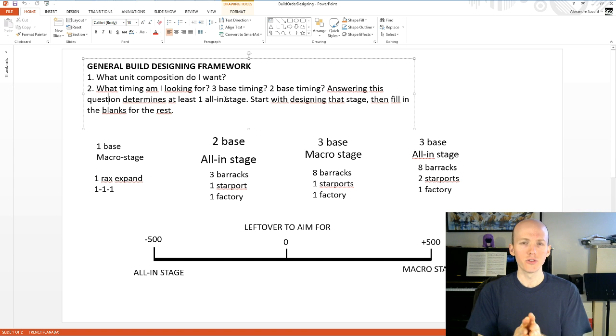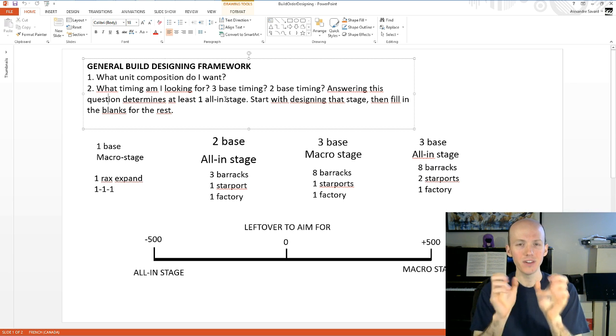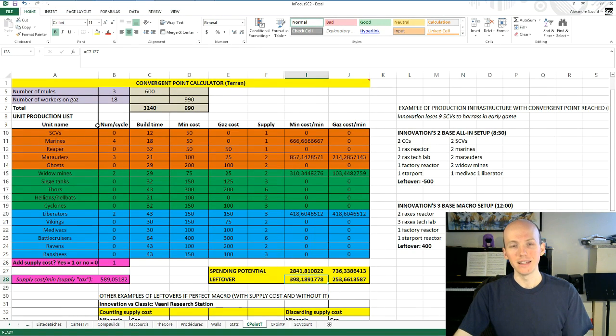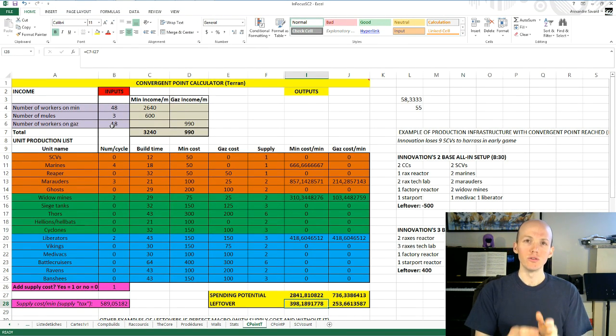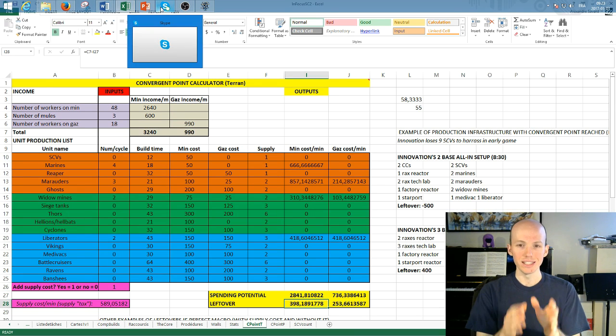So what I suggest for you is to decide on a unit comp, decide on the timing that you want to work with for your build order, and start with this timing. Start with this all-in phase of your build for your design. So let's say I want to design a 2-base all-in stage. Then I will start with the design of this 2-base all-in. I will use my program to make sure that I know how many buildings of each type I'm going to need in order to furnish for this 2-base timing, so that I can really spend my money efficiently.